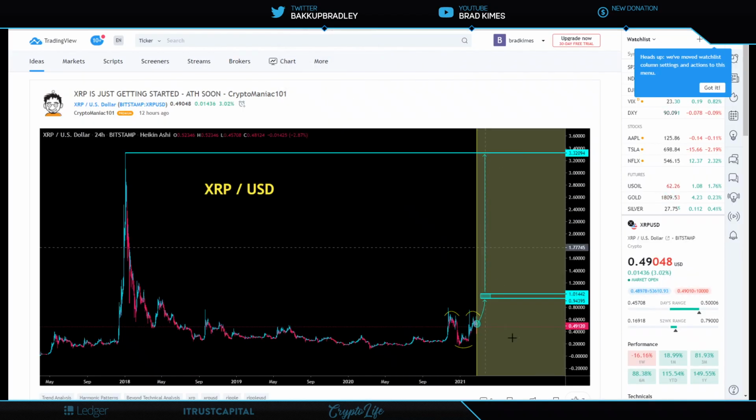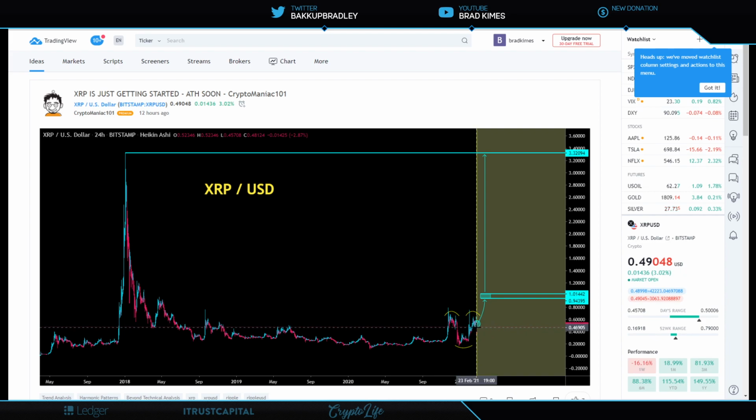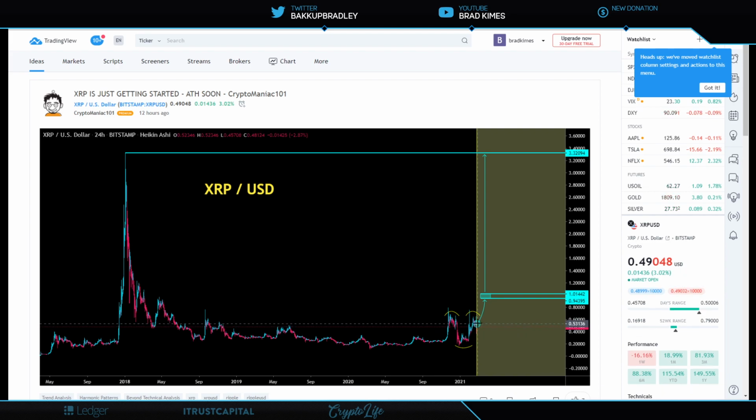Let's look at the chart here. It looks like an inverted head and shoulders, if my memory serves me right. I think it is, but we'll see. At any rate, you can see the range they're talking about. We're in this particular range right here, teetering in the high 40 cent range. If we get a burst, we may get up here in the 90 cent to a dollar range.